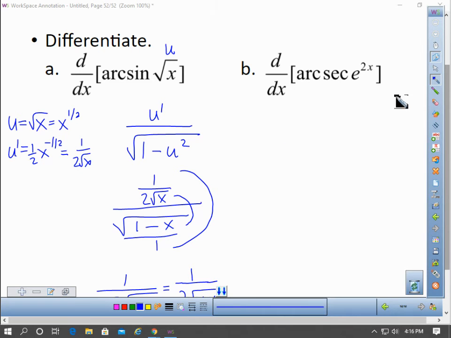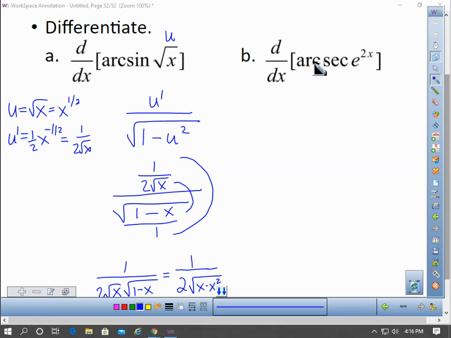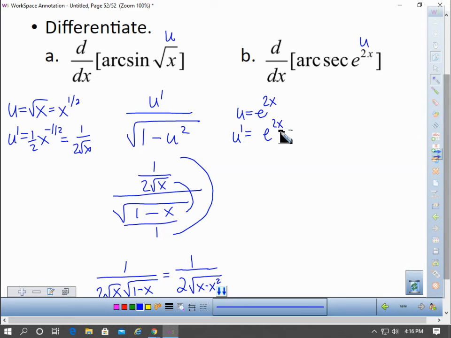All right, and then here we haven't done an arcsecant one yet, so let's do an arcsecant one. So this says do the derivative of arcsecant of e to the 2x. So remember this is our u here. So u is e to the 2x. I know I'm going to need u prime. So the derivative of e is the same itself, and then you chain on the derivative of its exponent, which will be 2. So that's going to be 2e to the 2x.